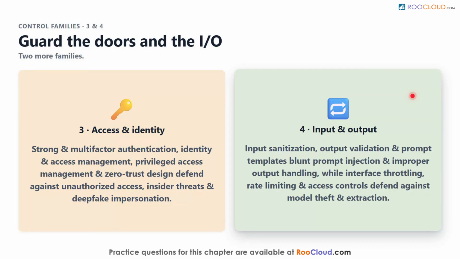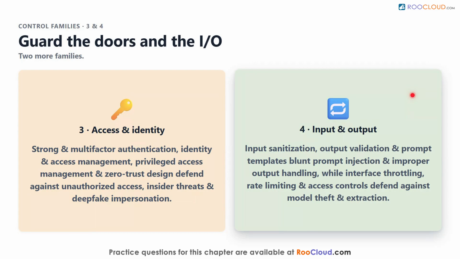Input sanitization, output validation, and structured prompt templates blunt prompt injection and improper output handling, while application interface throttling, rate limiting, and access controls defend against model theft and extraction through the interface.